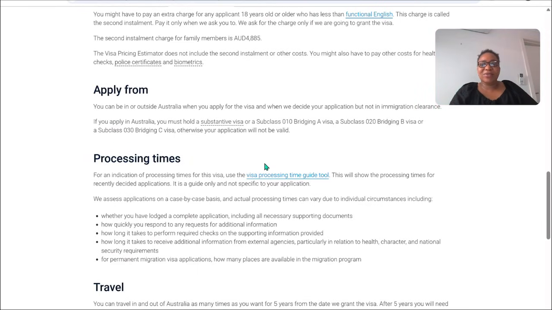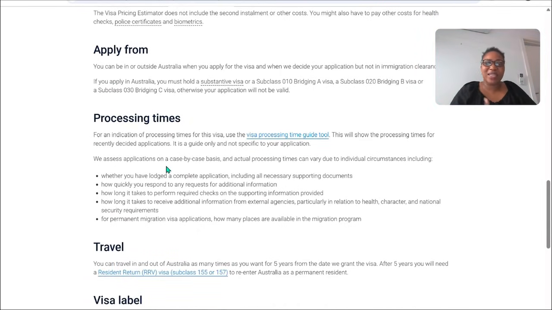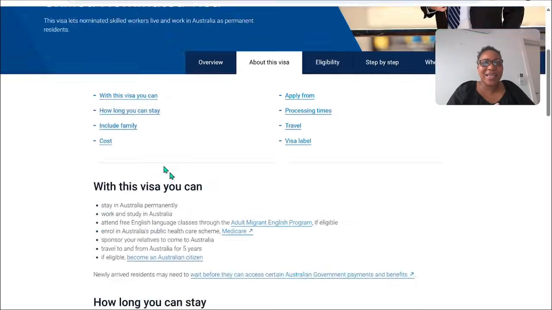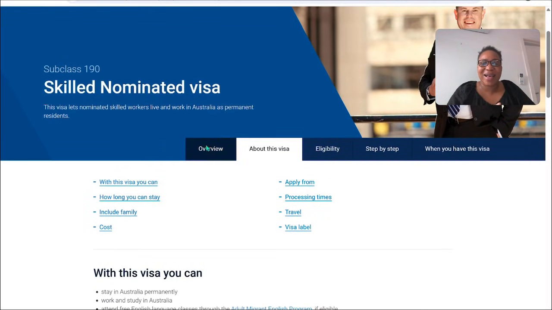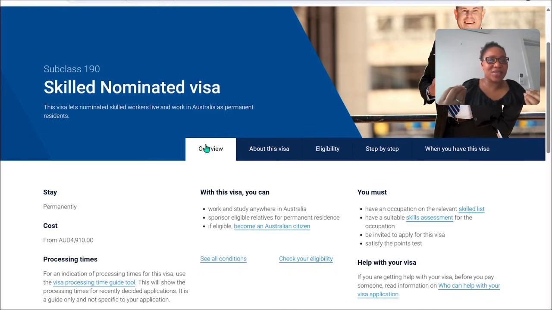So basically, that's it for the processing times. It depends on priority occupations. Within 6 months, you get your visa. With non-priority occupations, it can stretch as far as 24 months. But in brief, this is the subclass 190 visa, where I'm saying it's permanent residence, and the process is very straightforward. Do your skills assessment, make sure you've got 65 points as minimum points, put in your expression of interest, be invited to apply for the visa, move to Australia, and that's it.